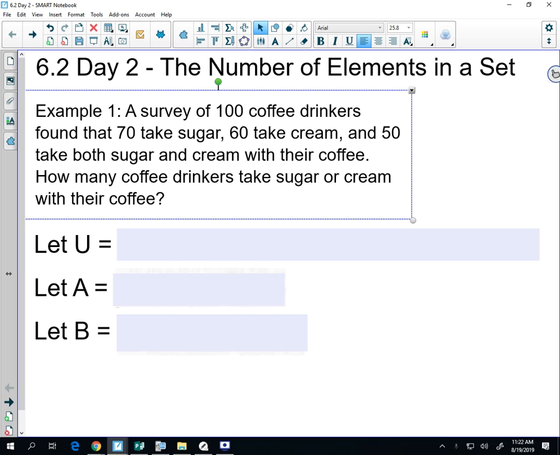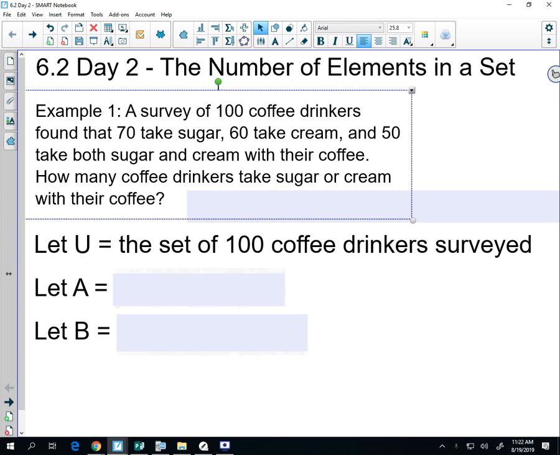So it says a survey of 100 coffee drinkers found that 70 take sugar, 60 take cream, and 50 take both sugar and cream with their coffee. How many coffee drinkers take sugar or cream with their coffee? And so when they give you a problem like this, you want to define it mathematically, okay?